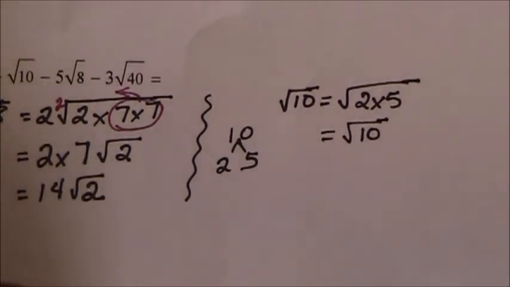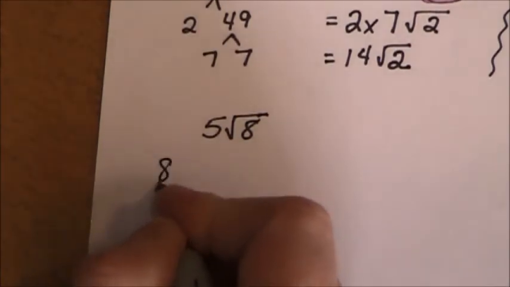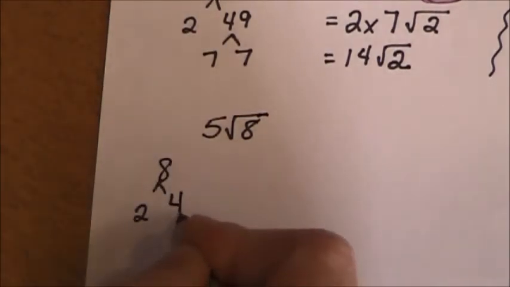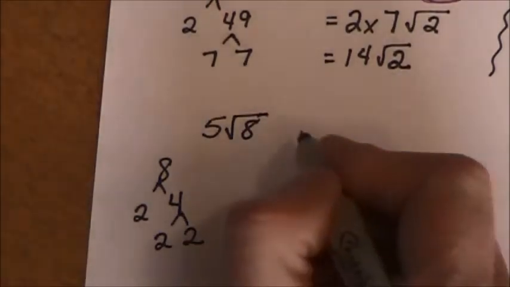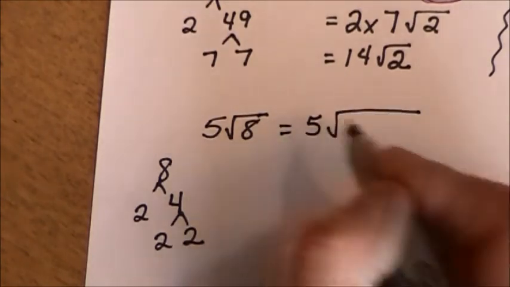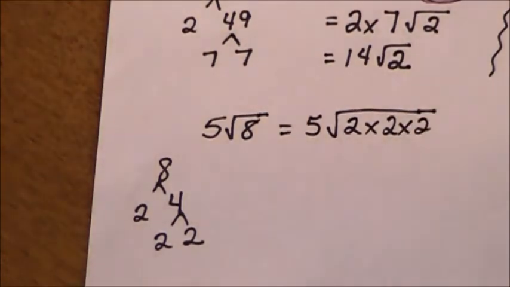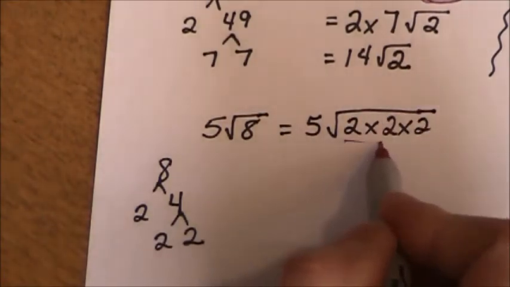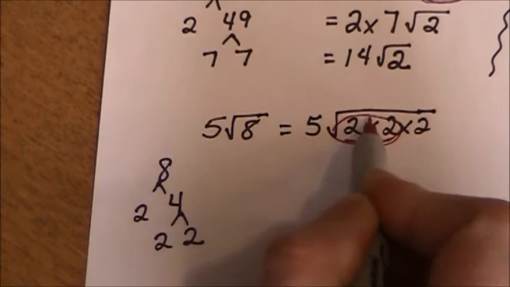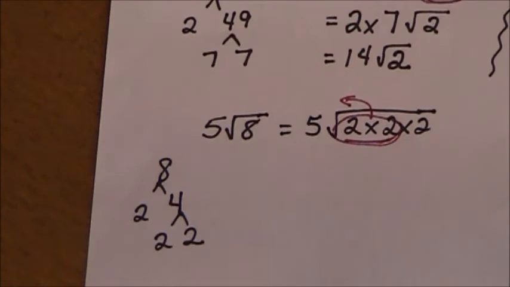Our next one is 5 square root 8. As we go to look at 5 square root 8, 8 is 2 times 4, which is 2 times 2. So we can go 5 square root, and instead of writing the 8, go 2 times 2 times 2. Still an index of 2, so we're looking for buddies of 2. So these two 2's can go together, get circled, move out. But that last 2 has no partner, and if it has no partner, it has to stay behind.